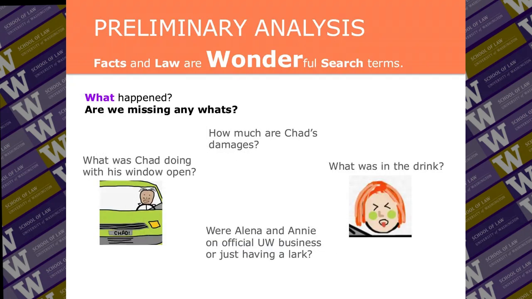What? Are we missing any what's? I think we're probably missing a lot of what's. And some of these we're going to be able to easily fill in the gaps, and some we may never know. Why was Chad's window open? Depending on the time of year, it might have been odd for Chad to have his window open on the freeway. How much are Chad's damages?